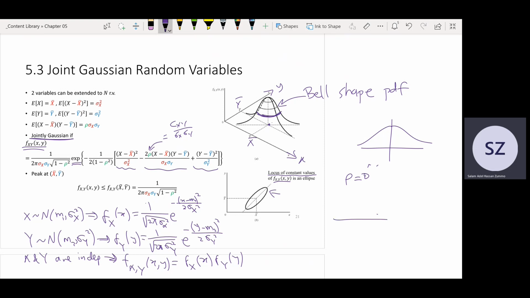If rho is zero, it means that what? This will look like, this is X bar, this is Y bar, it will look like a circle, if the variance is this, obviously. If it is not zero, this is rho not equal to zero, and you will see it tilted towards right, left, whatever. So if you see a tilted locus, it means that they are correlated, بينهم علاقة.